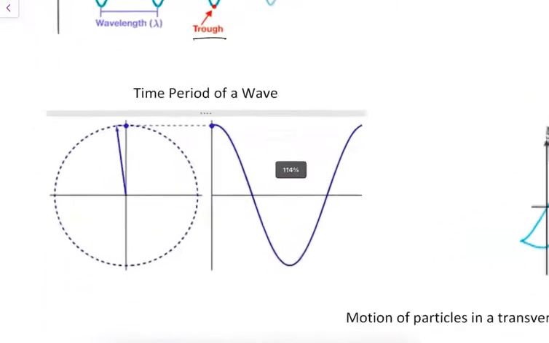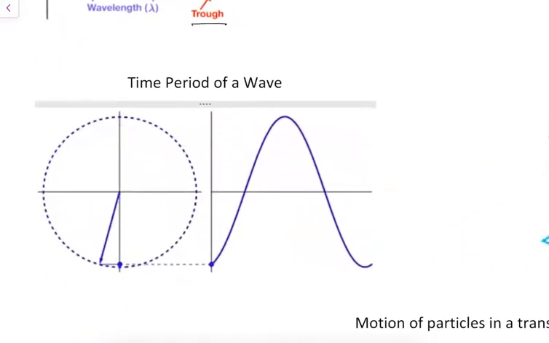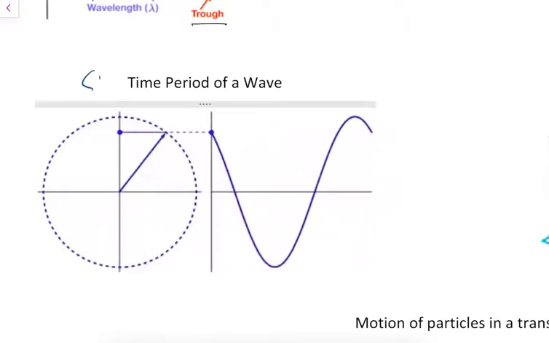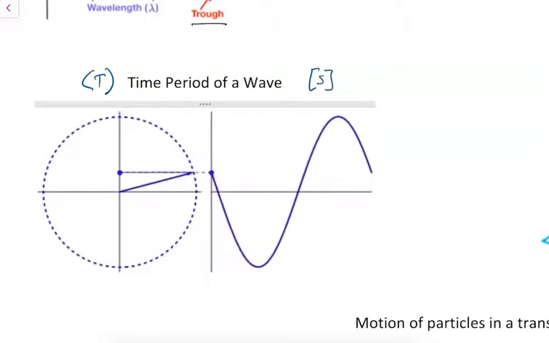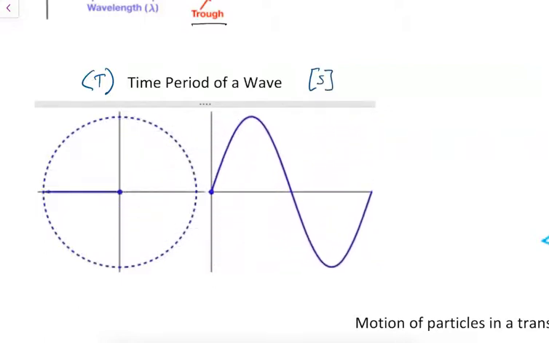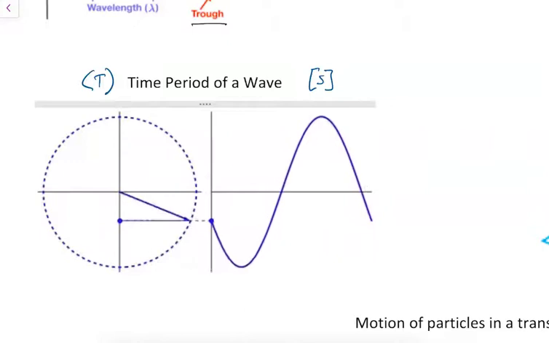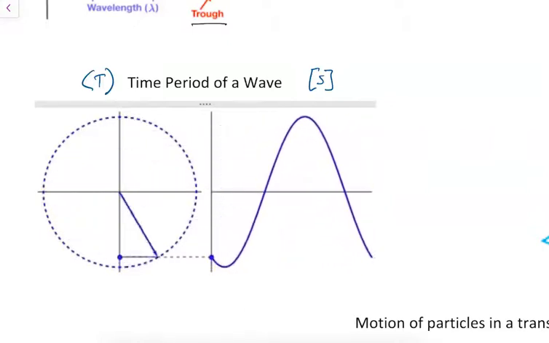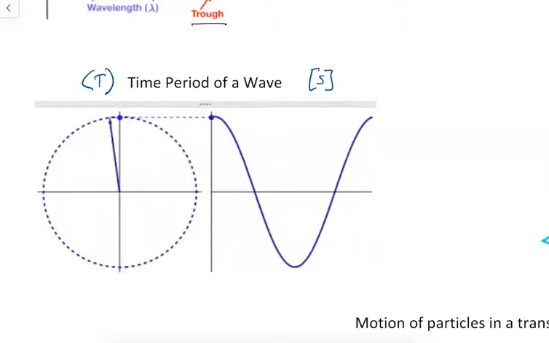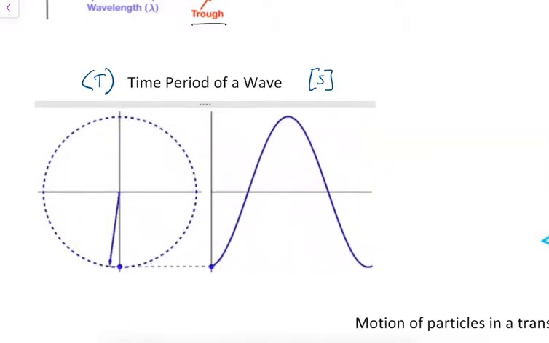The next characteristic we need to identify is the time period of a wave, which we call capital T, and we use the units of seconds. We have already done this in terms of simple harmonic motion with the time period of a pendulum or time period of a mass spring system. It is the time that one full oscillation takes.